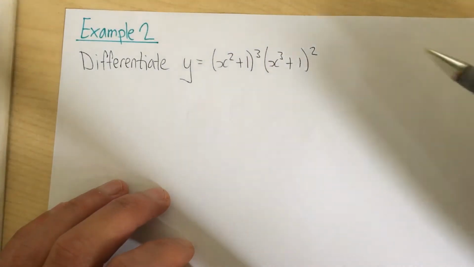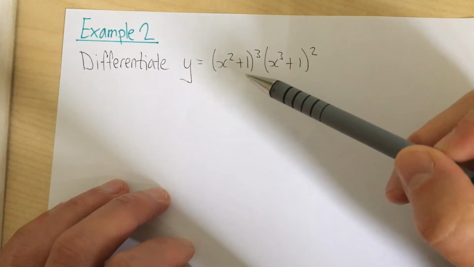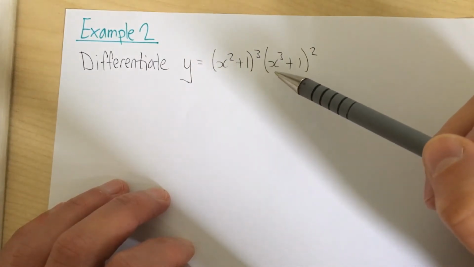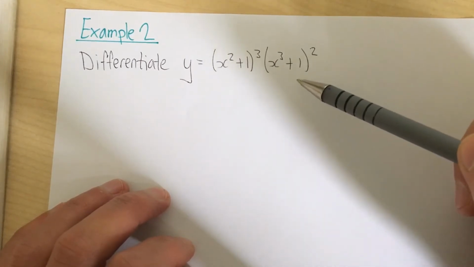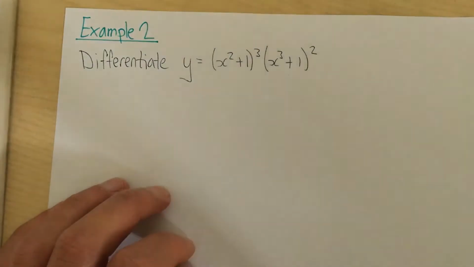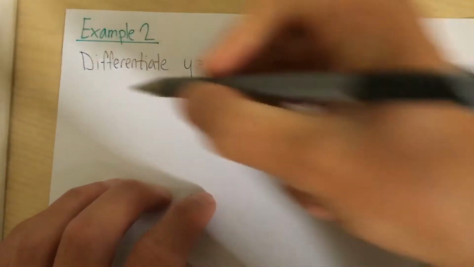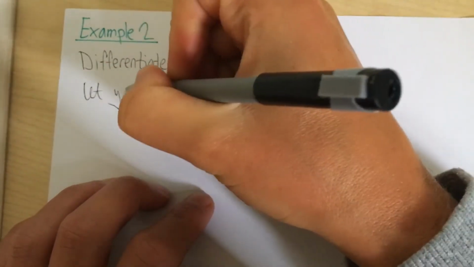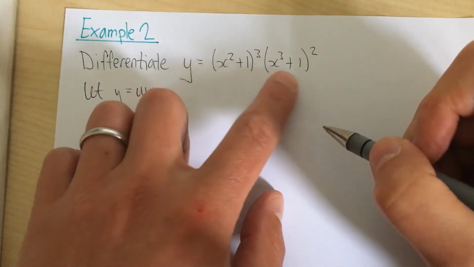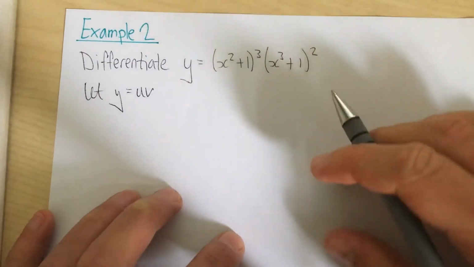Example 2. Differentiate y equals the cube of x squared plus 1, all squared, multiplied by the square root of x cubed plus 1. Here we have the product again of two functions. So we can say this, let y equal uv. And the u I'm going to call this bit, and the v I'm going to call this bit.